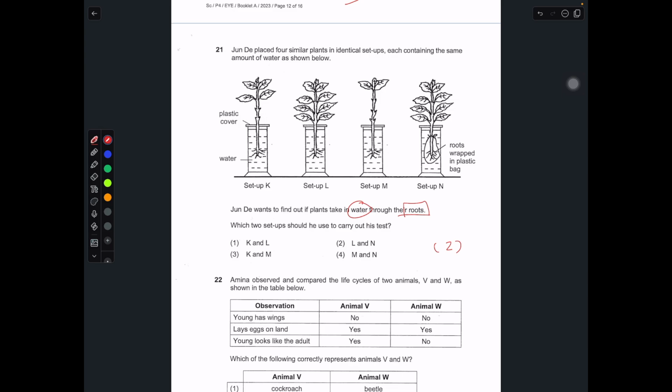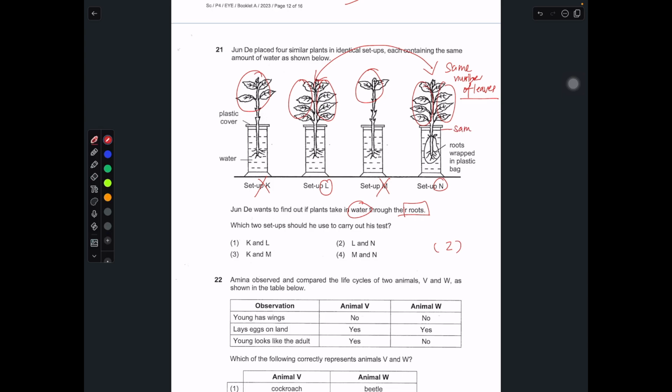So you should have one of these and one of these. The rest of the conditions must remain the same. They have the same number of leaves. These two cannot be used because the number of leaves is different. So take a look. Same number of leaves. And for the roots that are not in contact with water, the water level will remain the same.